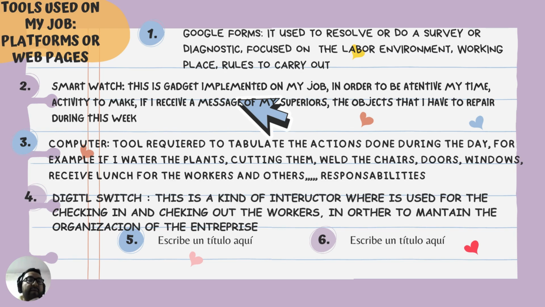That gadget is used to be attentive to the time, recording, remembering something. If you need to take training, or to receive a message from my superiors or boss, it helps. And if you need to repair something, the smartwatch shows me how much time I am spending during that activity.